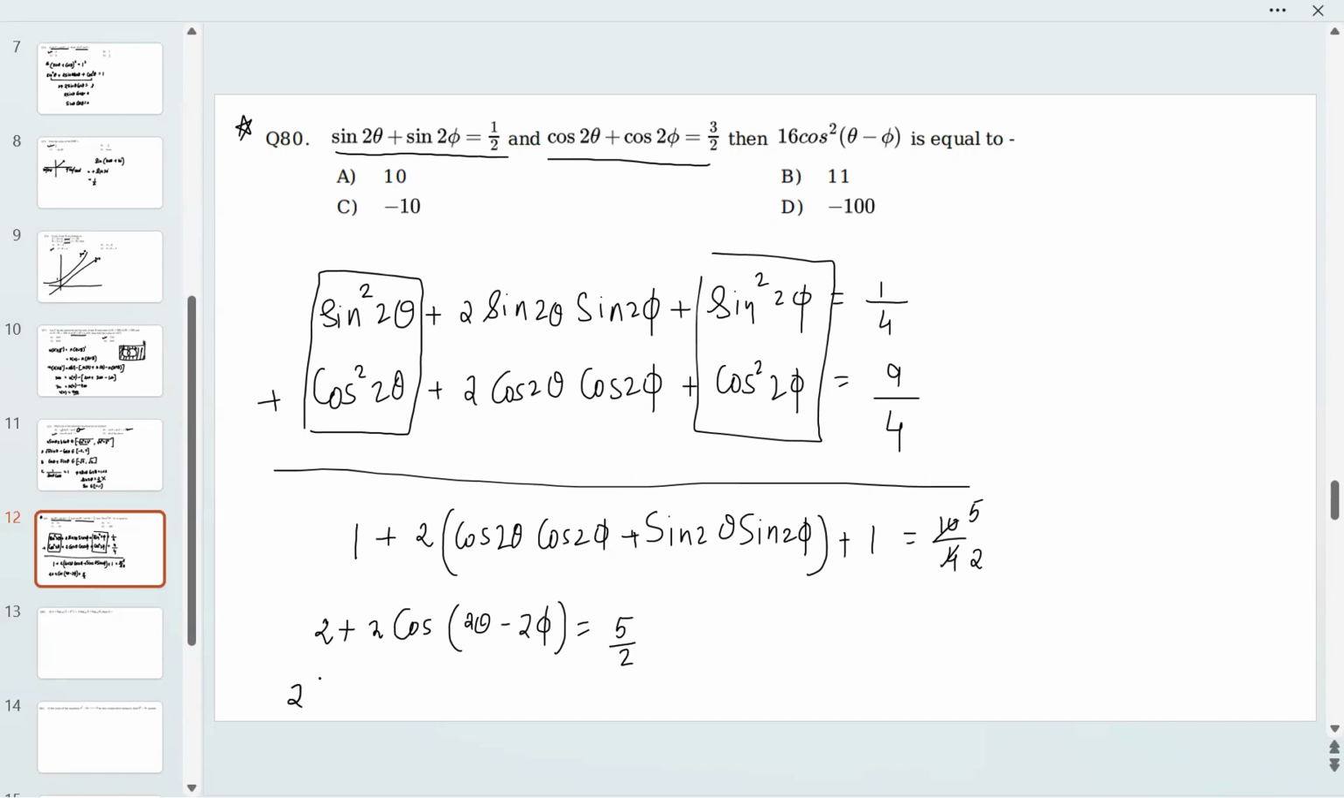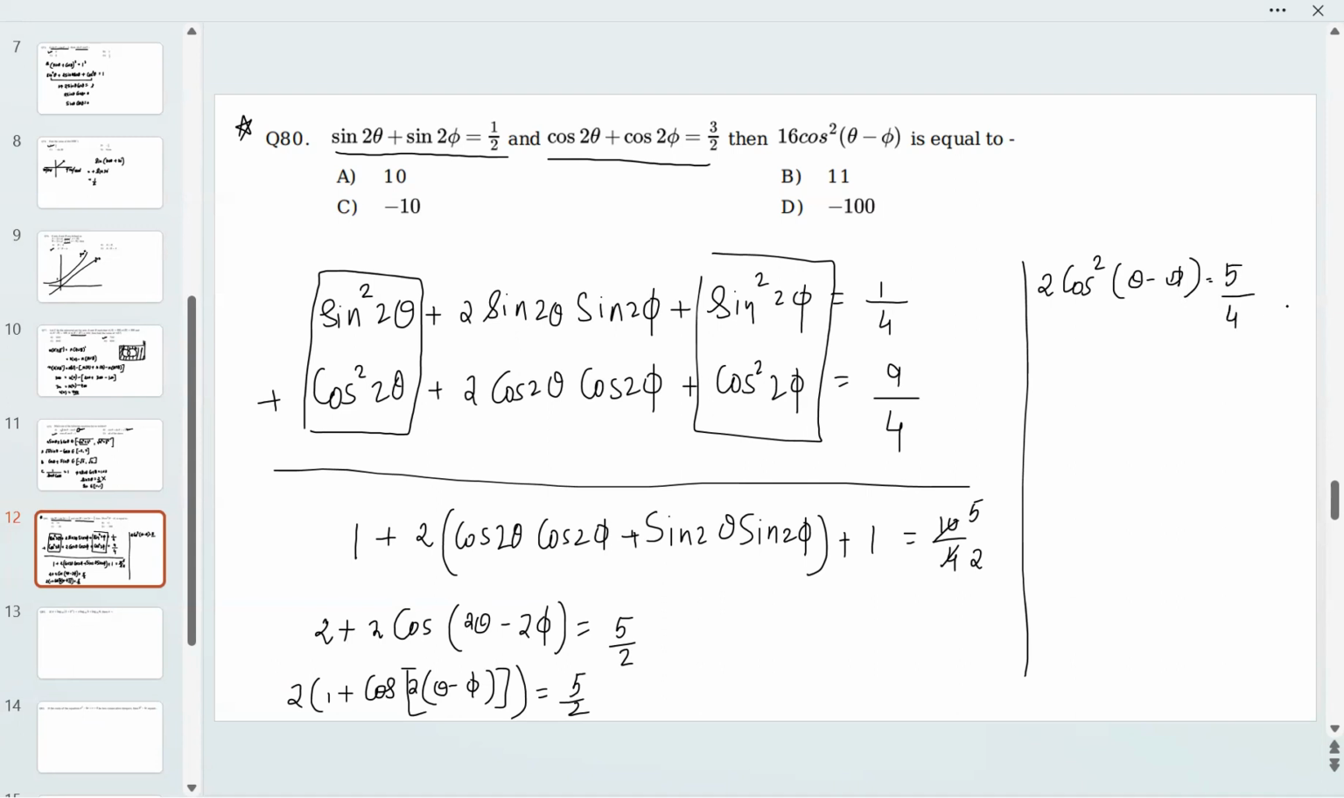Now we can take 2 common here. So we'll get 2 times 1 plus cos of 2 times theta minus phi, equals 5 upon 2. I hope you are getting it. Now what we'll do here, we will use the half angle formula. 1 plus cos 2 theta is 2 cos square theta. This was 2 theta, so we will get theta minus phi. And this 2 will come down, so we'll get 5 by 4.